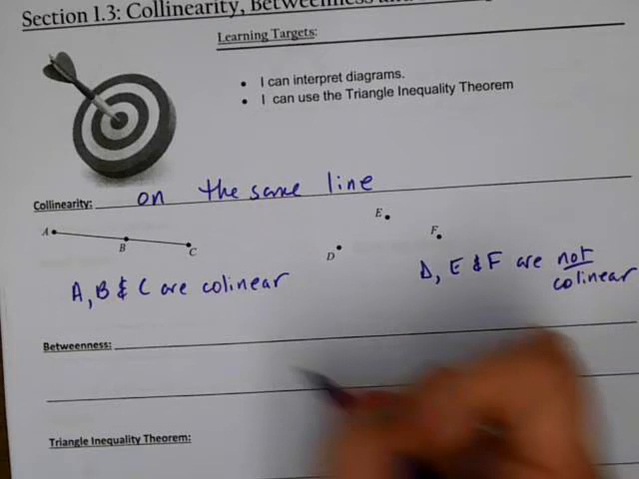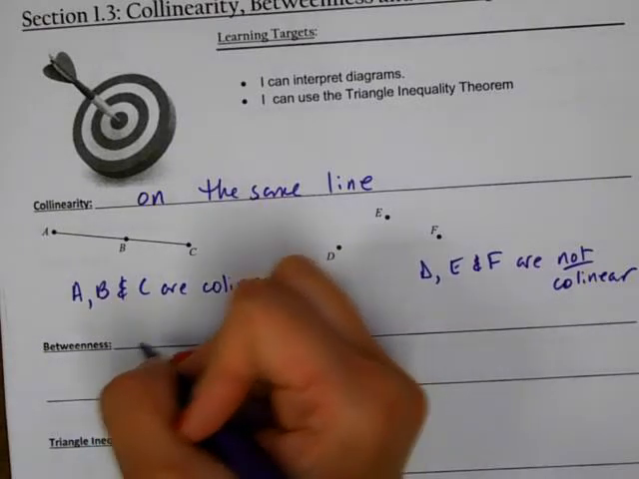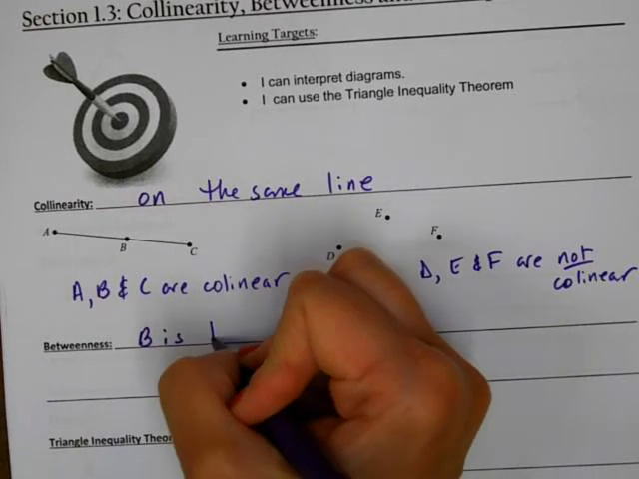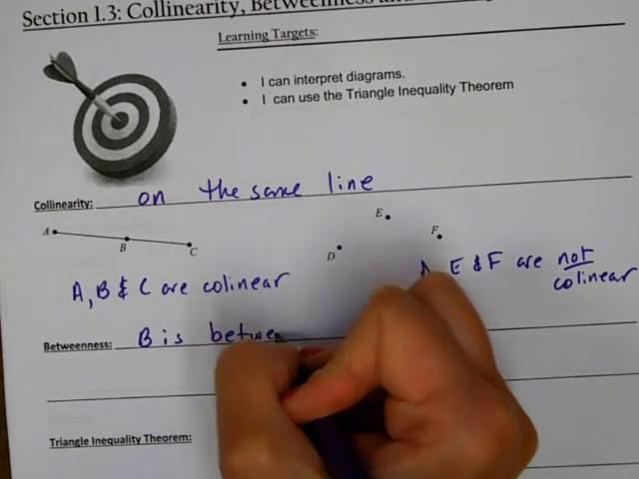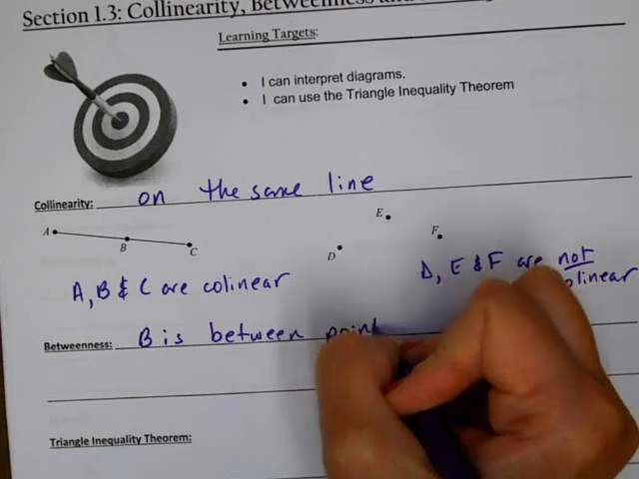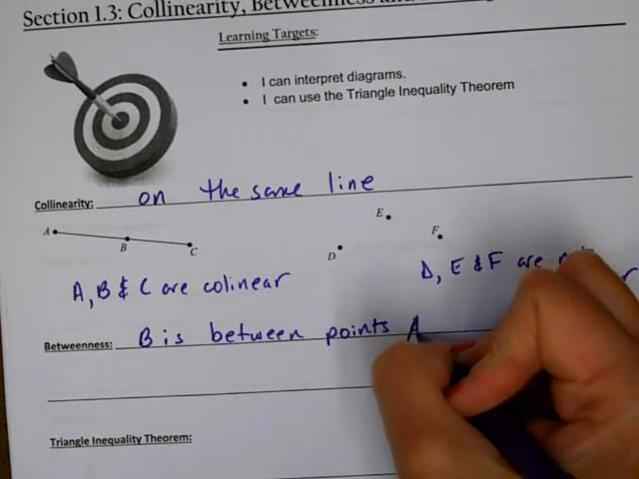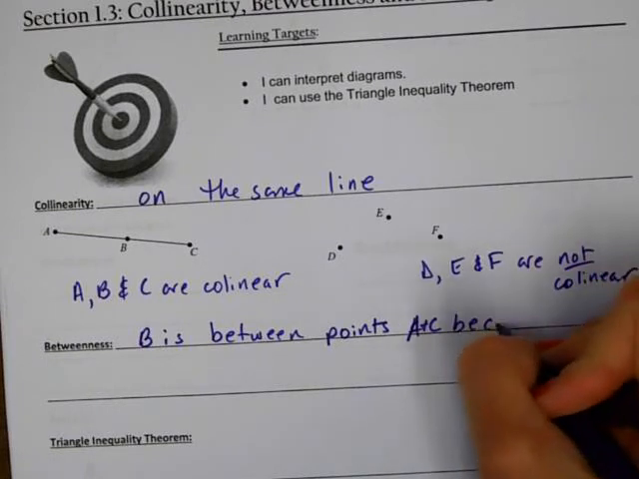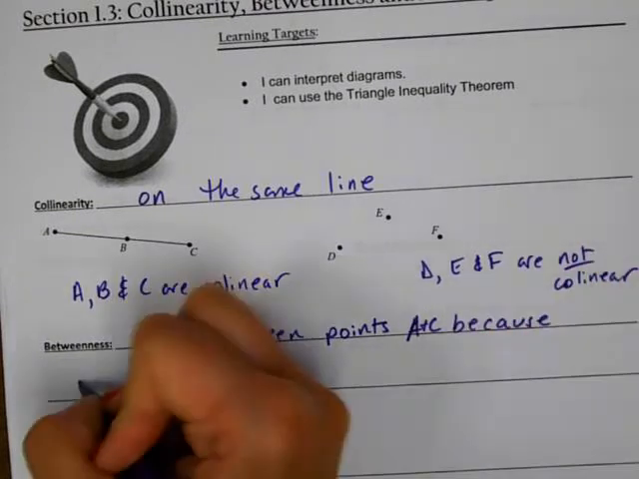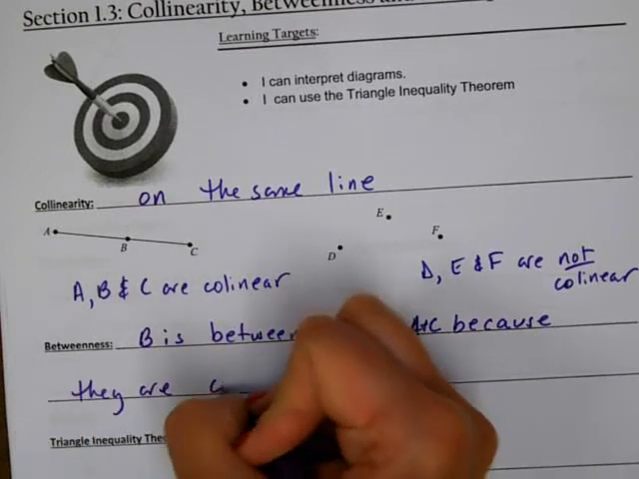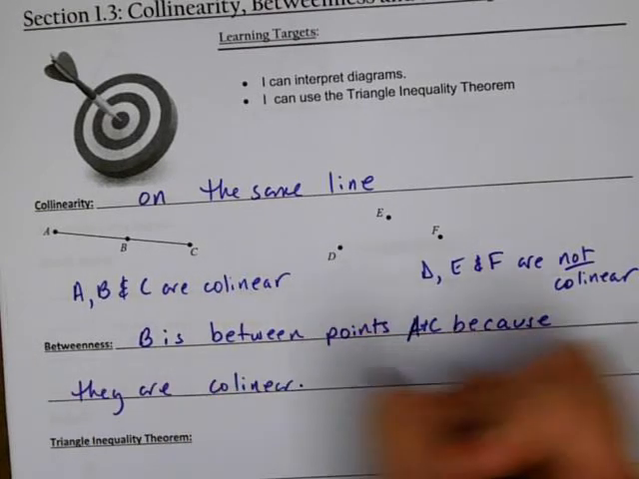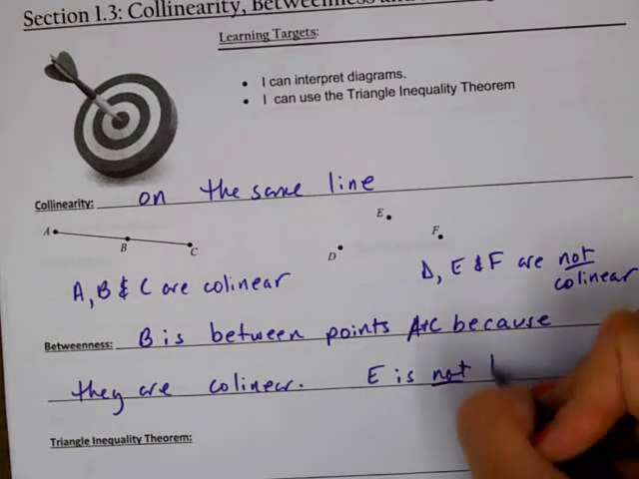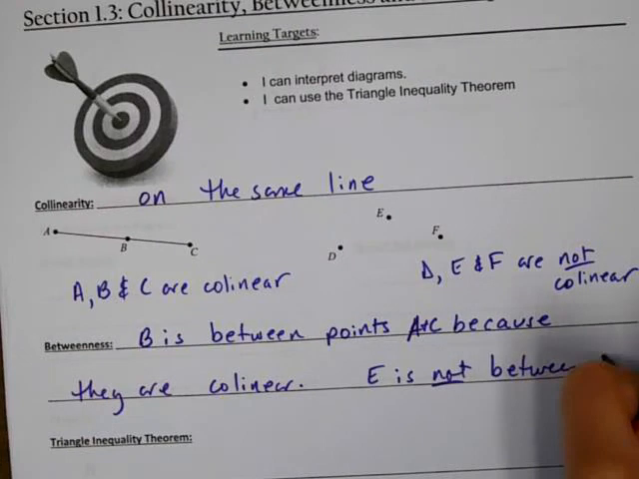Betweenness, in order to be between, they must be on the same line. So B is between points A and C because they are collinear. E is not considered between D and F.